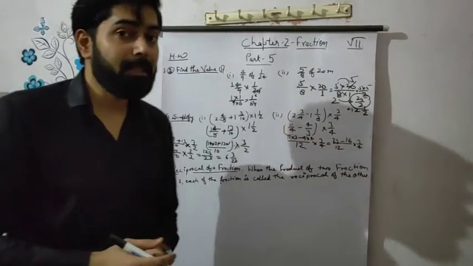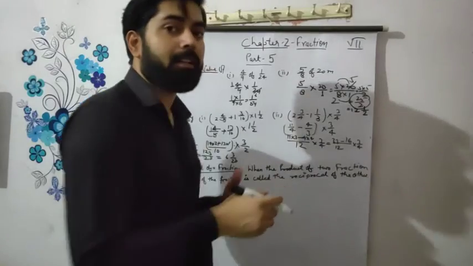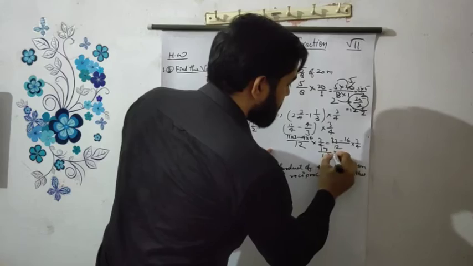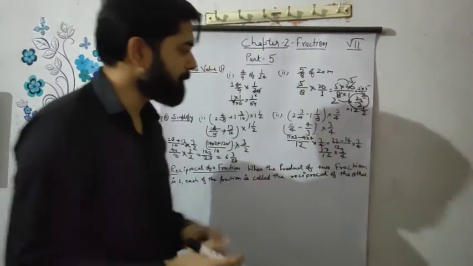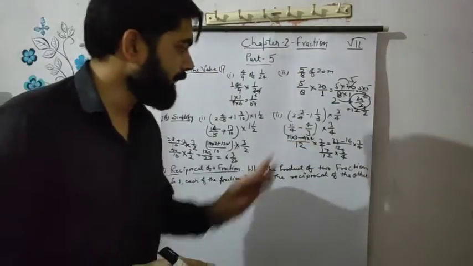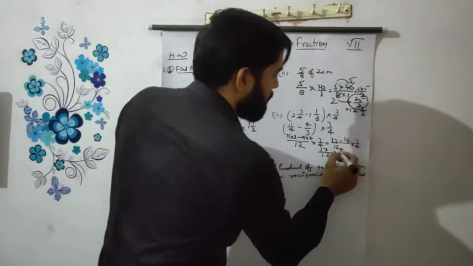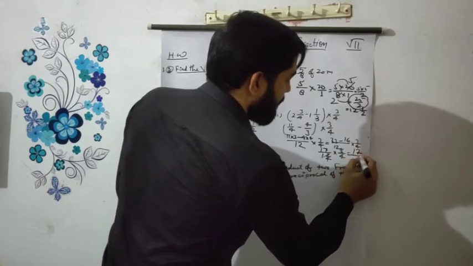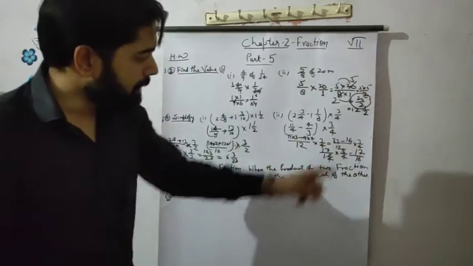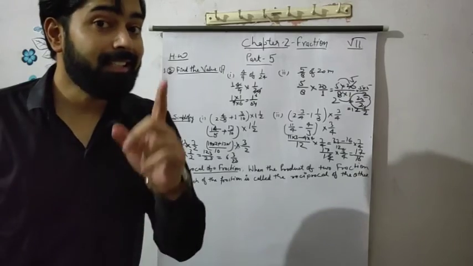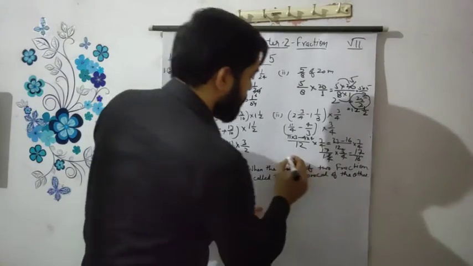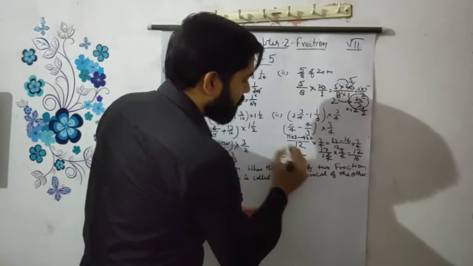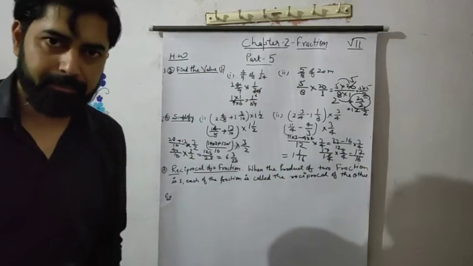33 minus 16, then we get what? 17. 17 upon 12 multiply by 3 upon 4. Is any number divisible? Yes, 3 and 12. 3 ones are 3, 3 fours are 12. Then the answer will be 17 upon 16. But which type of fraction is this? This is improper. Good. Then you can convert it into a mixed fraction and that is 1 and 1 upon 16.